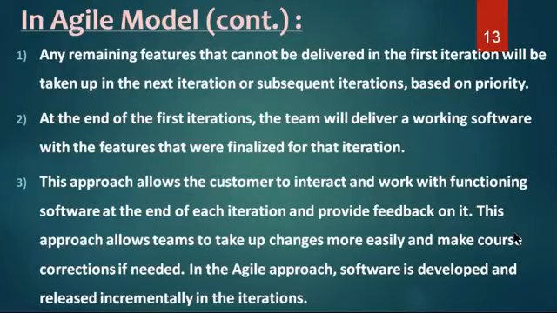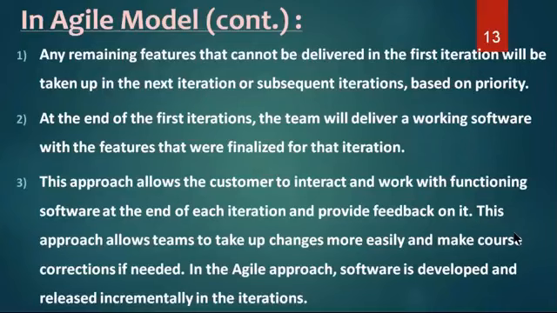That flexibility we have. At the end of the first iteration, the team will deliver working software with the features finalized for that iteration. This approach allows the customer to interact and work with functioning software at the end of each iteration and provide feedback on it. Communication is very, very important in Agile. This approach allows the team to take up changes more easily and make course corrections if needed. At any time we can take the requests our clients are making.